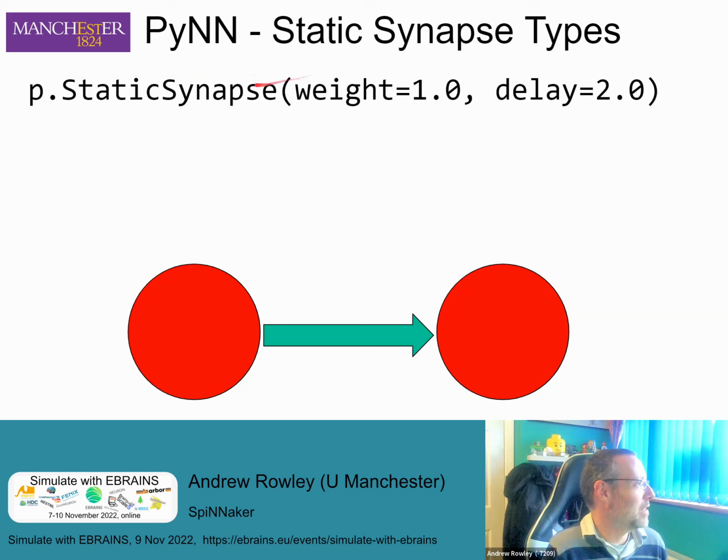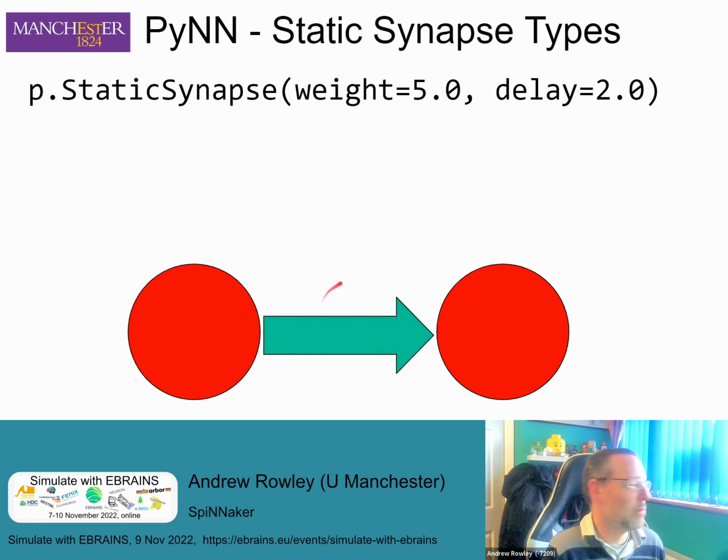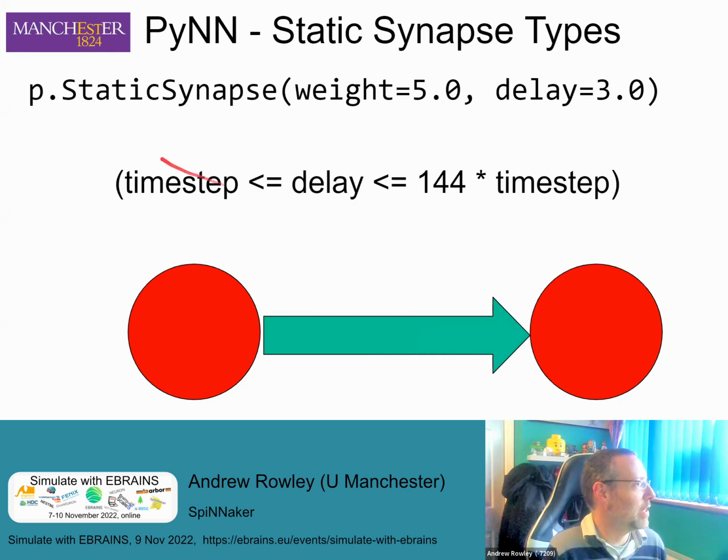So then we have come to the synapse type. So I'll talk about the static synapse first. This connects, as I said before, with a fixed weight and delay. So if we increase the weight, what we're doing is we're increasing the strength of the connection, essentially. So we're going to pass more charge on every spike between the connections. If we increase the delay, we're going to increase the time it takes for the spike to transmit.